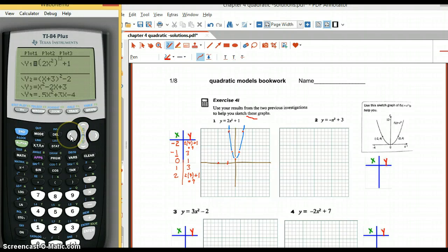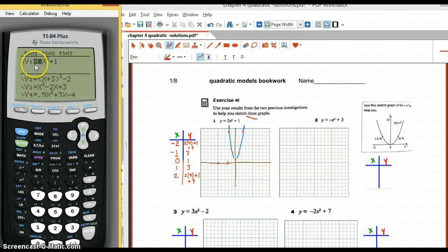Okay, we can get rid of this too. Okay, we can get rid of the parentheses here. Okay, we don't need that. Okay, so now we're going to graph it.